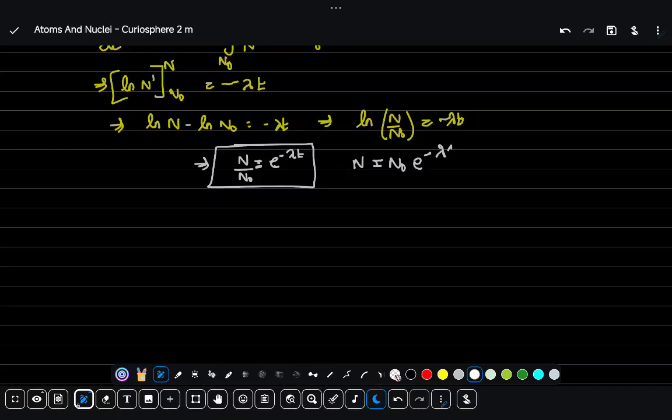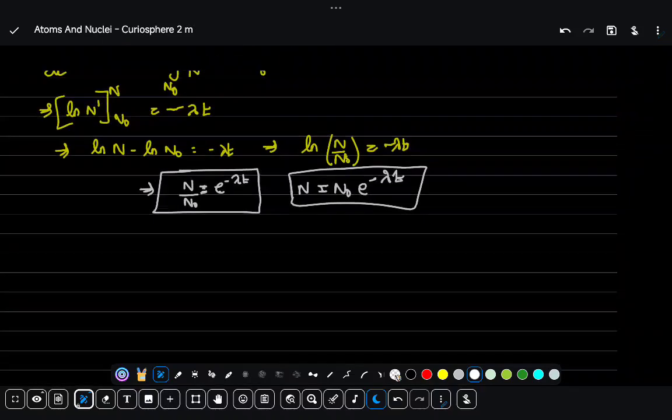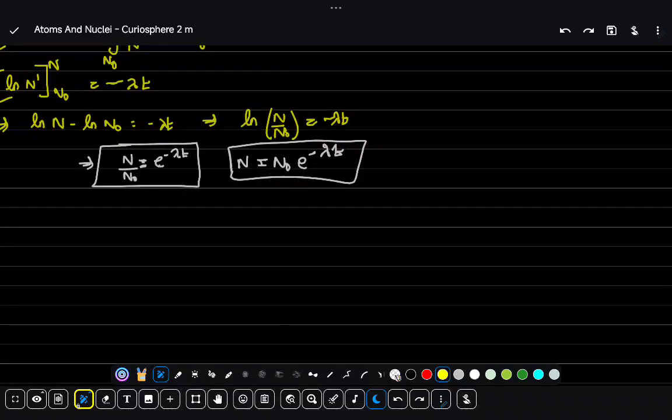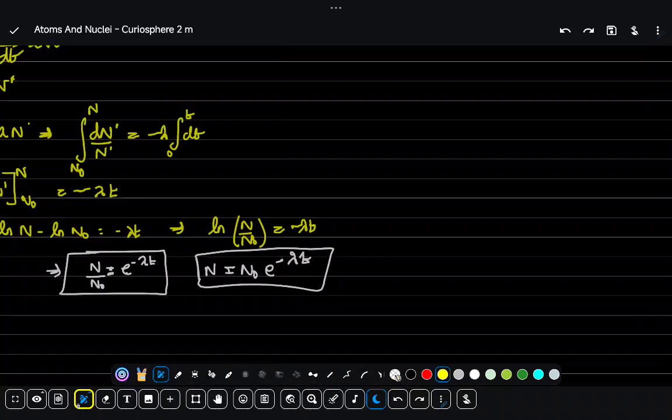E power minus lambda t. Now, how did we come to n by n naught is equal to (1/2)^n? It's a very intuitive thing. Actually, we can go behind it with the derivation, but it's not required. If you want, you can just substitute t equal to t half, find the value of lambda, substitute the value of lambda again in the original equation, and you will get the value. But let us go in an intuitive way.